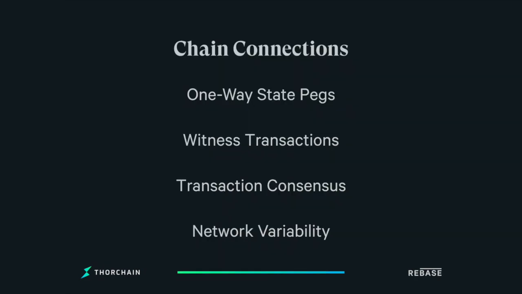Next, let's talk a little bit about how THORChain connects with other chains. The first thing to talk about is one-way stake pegs. THORChain connects to networks like Bitcoin and other external networks through what's known as one-way stake pegs. This means that no assets are pegged as you see in other comparable projects, only the state of transactions on the external network are synced into THORChain.